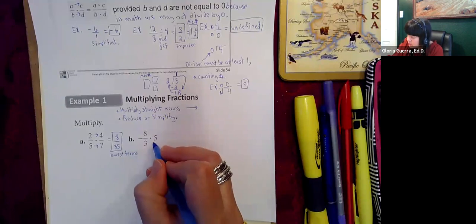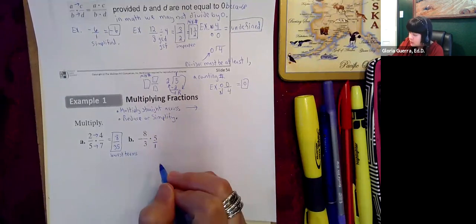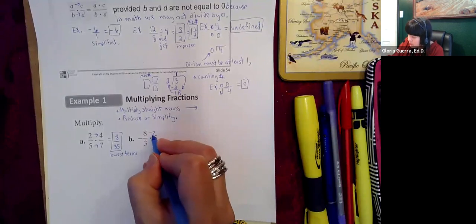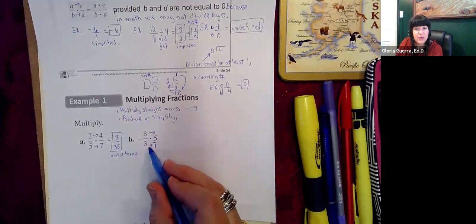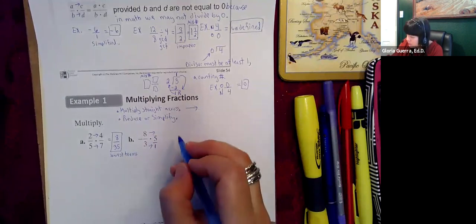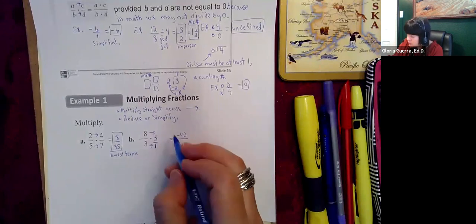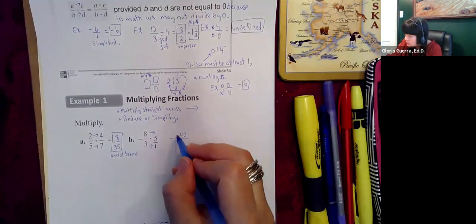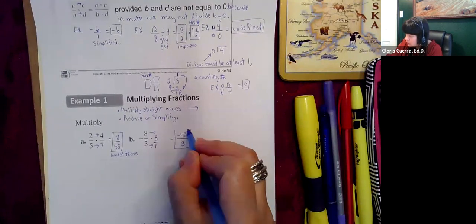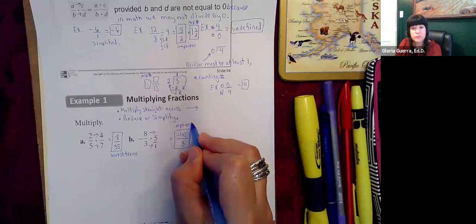Okay. On B, negative 8 over 3 times 5. So I'm going to write this as 5 over 1. So I'm going to insert the 1, and I'm going to multiply straight across. So a negative 8 times 5 is a negative 40, and a 3 times 1 is 3.